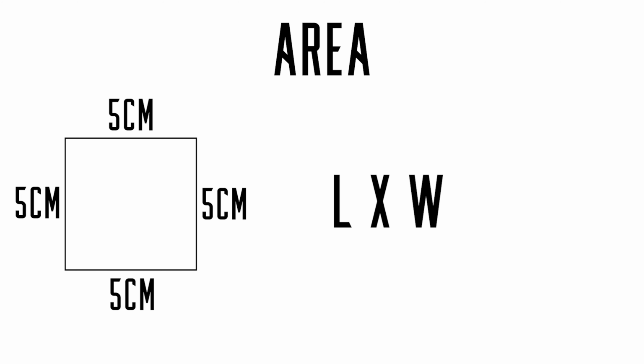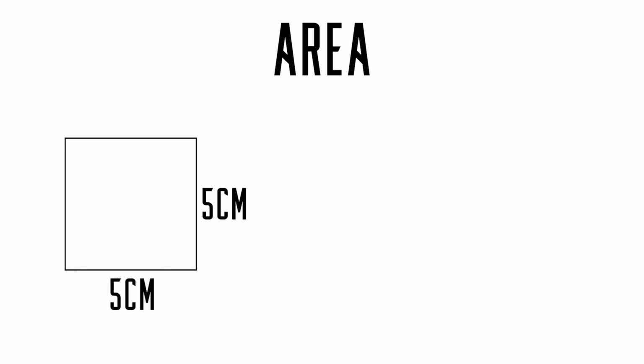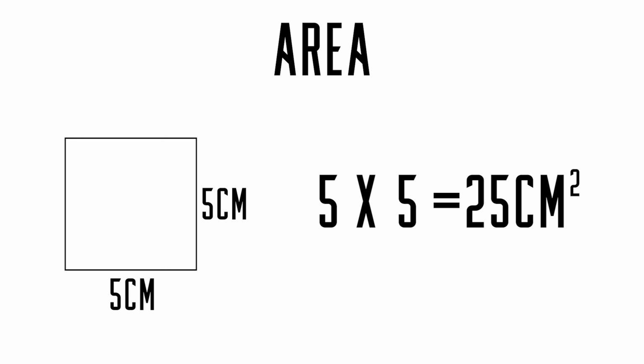Now, if we're asked to work out the area of the square, what we can do is use the equation to work out the area of a square, which is length times width. Because we are working with a square, the length and width are exactly the same size. The calculation here will be 5 times 5, which will give us an answer of 25 centimeters squared. It is important to remember that when we are working with area, the units of our answer will always be squared.